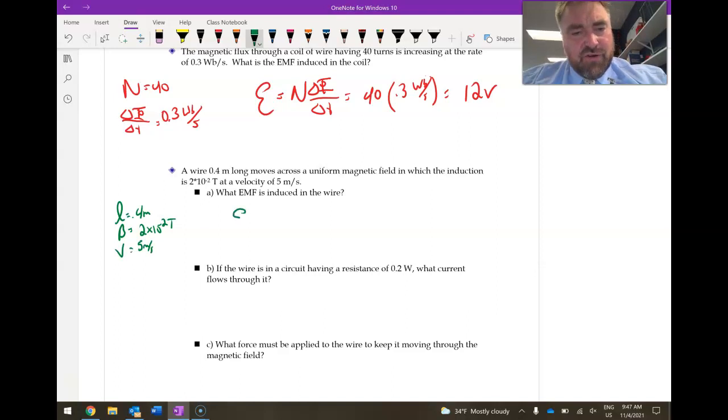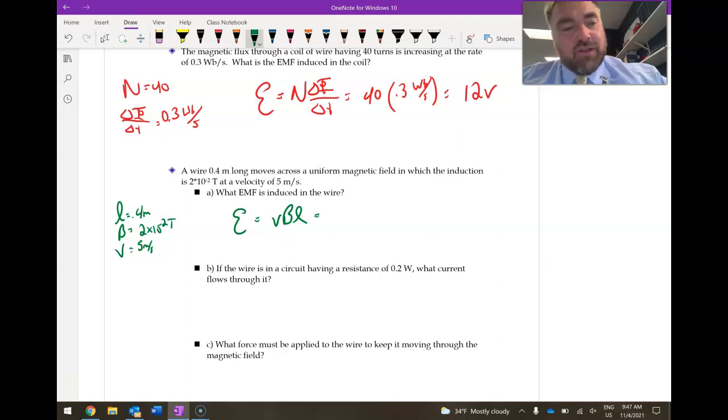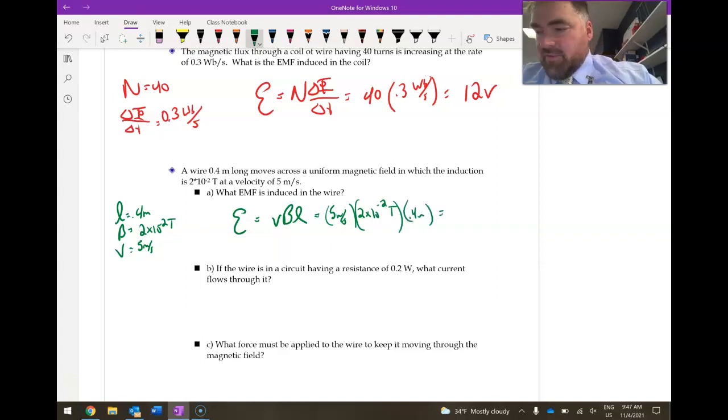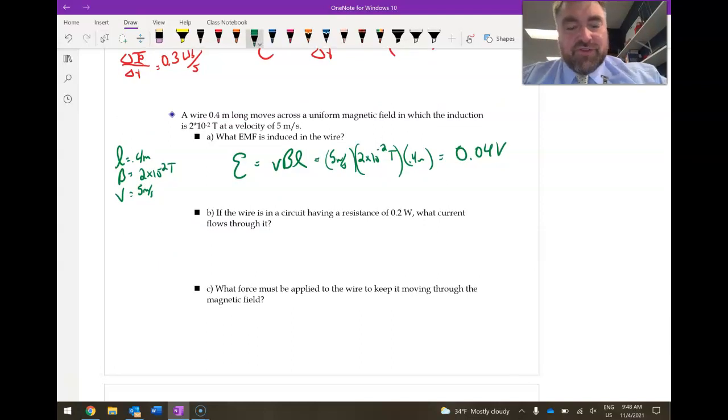Now the equation you're going to use here is that E is equal to VBL. So the velocity the wire cuts through, the magnetic field strength, times the length of the wire that's actually doing the cutting. So when we put that up, we get 5 meters per second times the magnetic field strength, which is 2 times 10 to the negative second Teslas, times the length, which is 0.4 meters. And so when we do that, we find we have an EMF of roughly 0.04 volts. Okay, the wire is a circuit having a resistance of 12. This should be ohms.